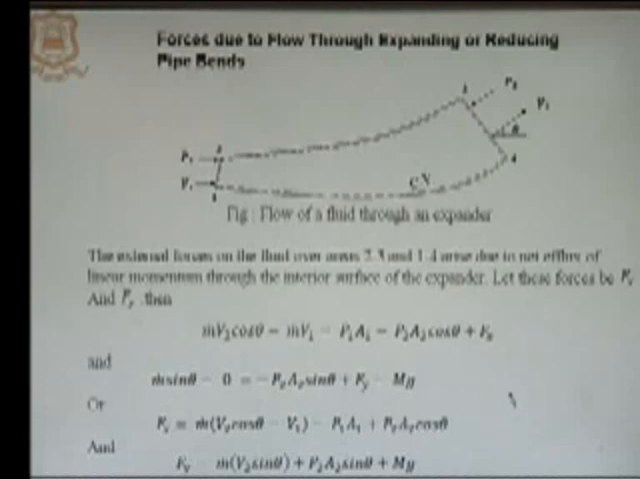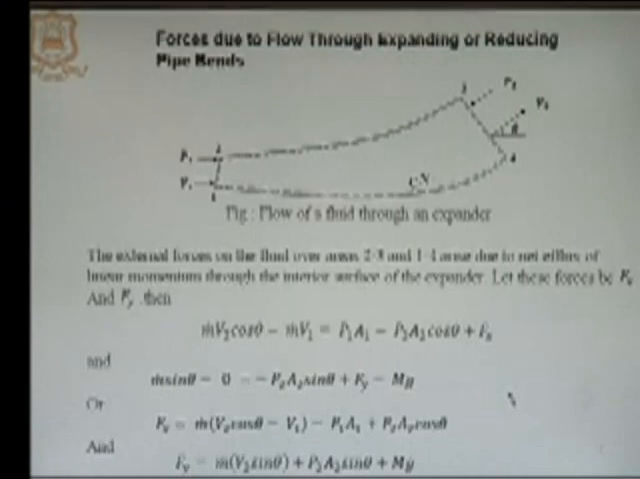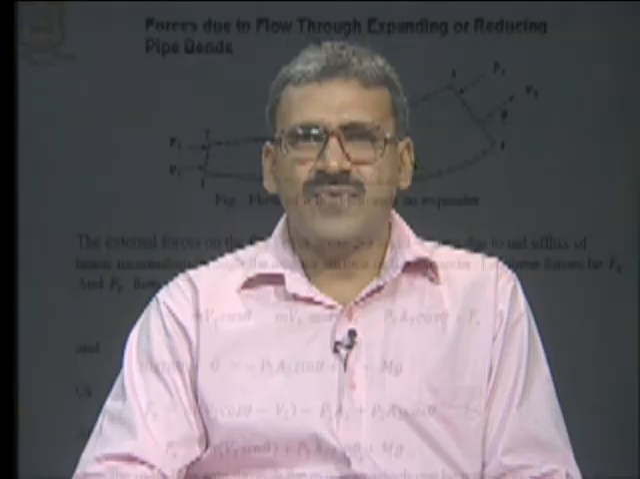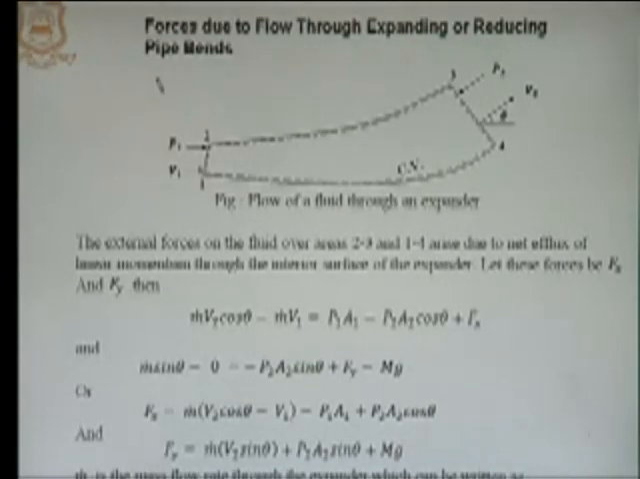Now, we will try to understand the application of Reynolds transport theorem for a given problem. In this problem, we have the forces due to flow through expanding or reducing pipe bends. This is a pipe bend where the direction of the fluid is changing as well as the area of the pipe is also changing. Whenever there is a change in direction or change in magnitude, we know that there will be force.